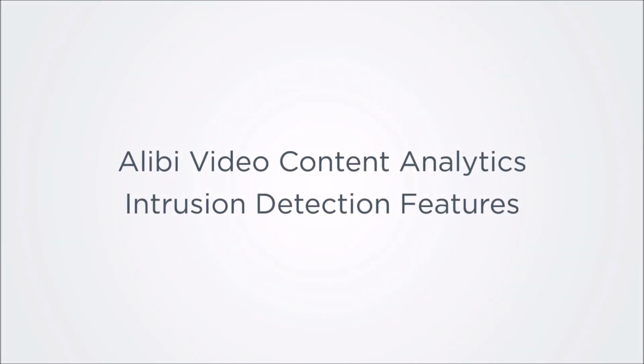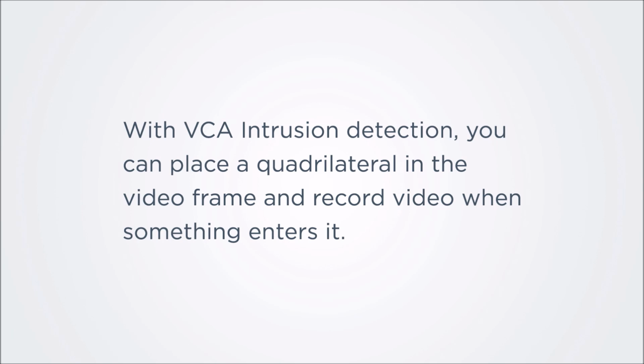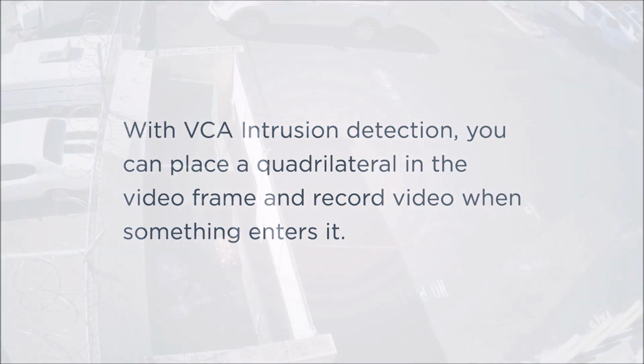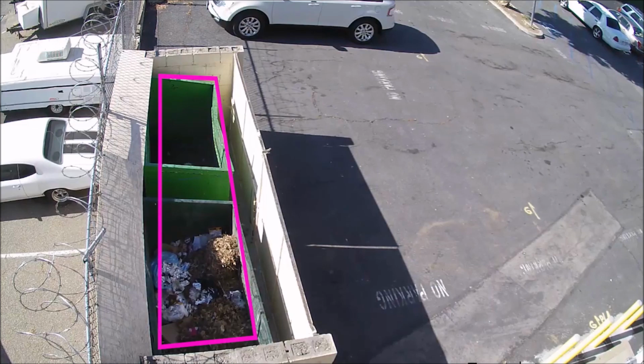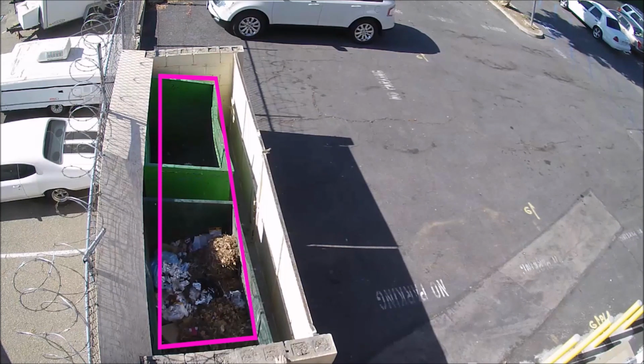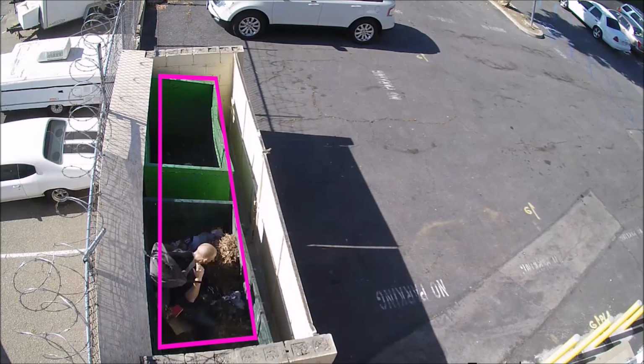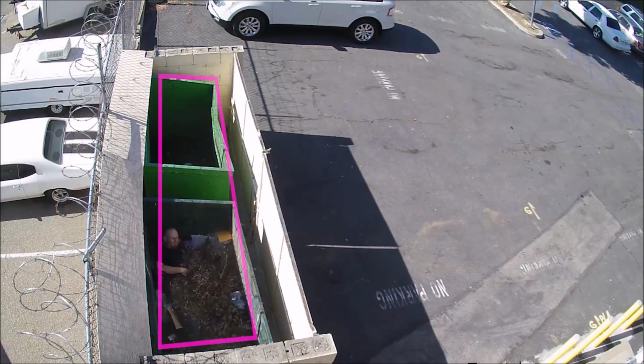Welcome to the tutorial for using the Alibi Video Content Analytics intrusion detection features. With the Alibi Video Content Analytics intrusion detection, you can detect objects that move into a virtual quadrilateral located anywhere in the video frame and record video of it. You can configure this feature to report only objects that stay in the quadrilateral longer than a minimum time, to report only objects that fill more than a minimum percentage of the quadrilateral, and configure how sensitive the camera is to detect objects entering the quadrilateral.